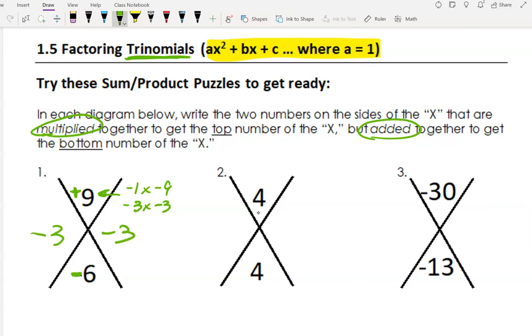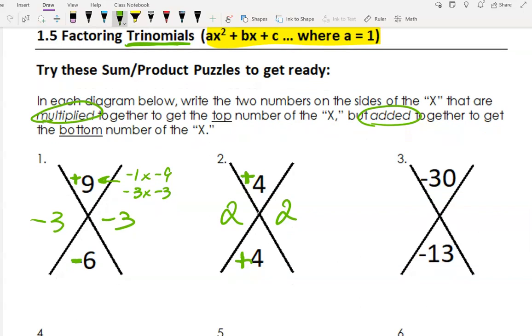Okay, let's check the next one out. So we're multiplying to a positive and we're adding to a positive. This must mean they're both positive numbers. So what two numbers multiply to 4 and add to 4? 2 and 2. Okay. So for the next couple of questions, pause it, try it, and then listen to me go through it. So you would pause right now to try number 3. Okay, and now I'm going to do number 3.